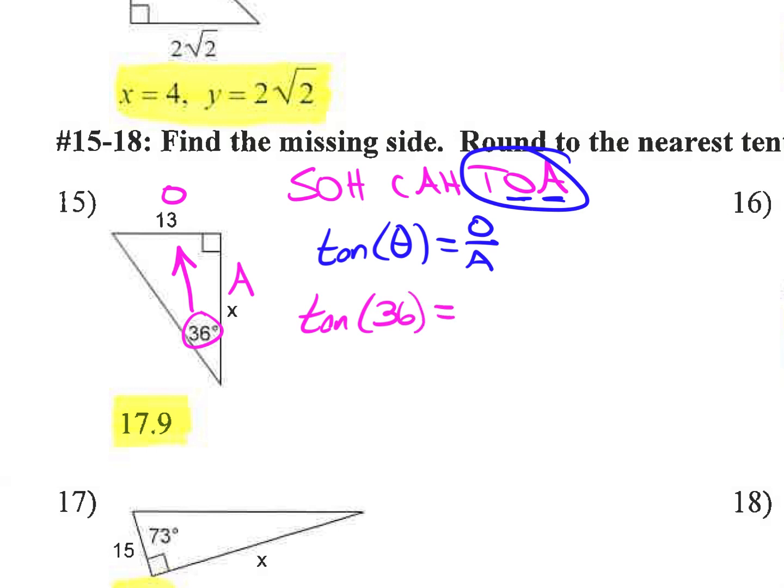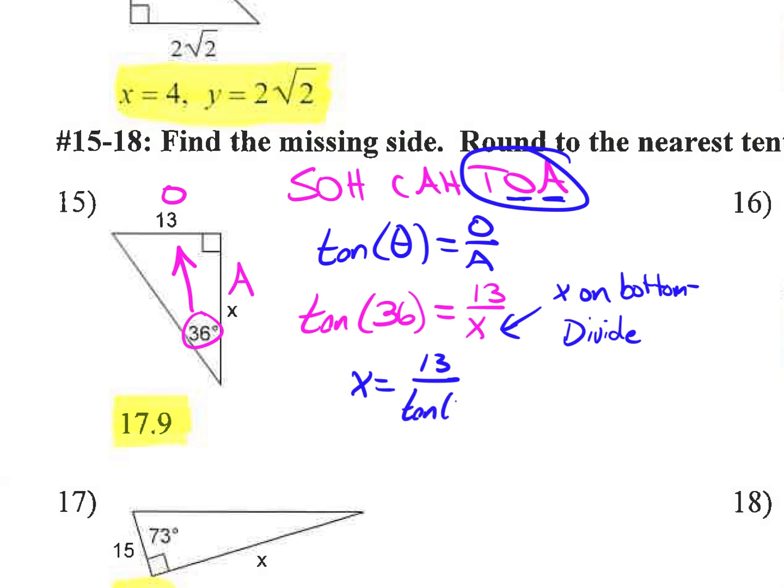O is how much? 13. And then A is the x. X is on bottom, so what do I do? Divide. So remember that X on bottom? Divide. All right, so when we divide this, we're going to say X is equal to, keep that 13 on top, 13 divided by tan 36.